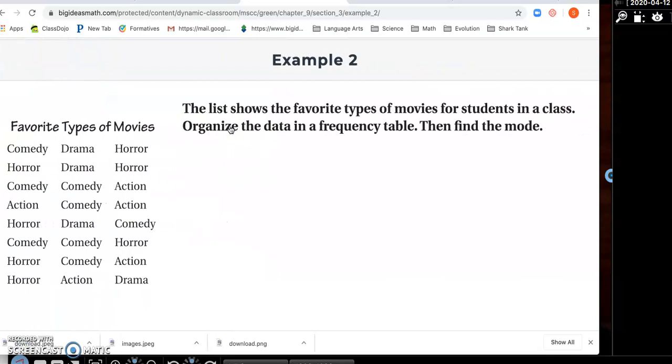Okay, the next thing we're going to do is we're going to find the mode of our favorite types of movies. We asked, let me see, 1, 2, 3, 4, 5, 6, 7, 8, 24 different students what their favorite movie was, what comedy, horror, drama. And now we have to figure out what the mode is. The mode is simply the favorite. So what we do in this situation is we would make a tally chart.